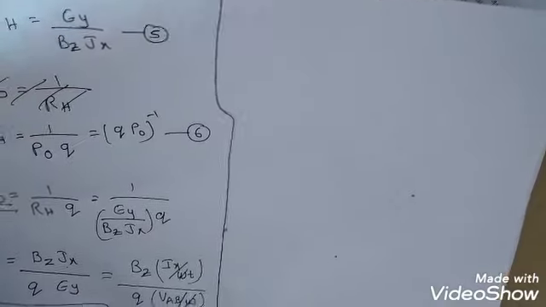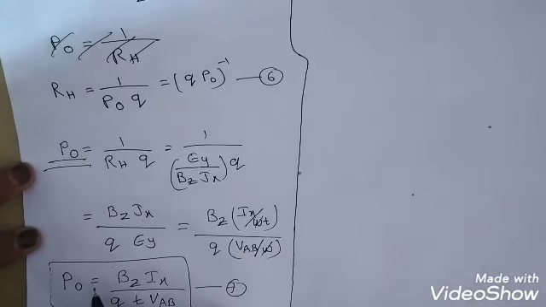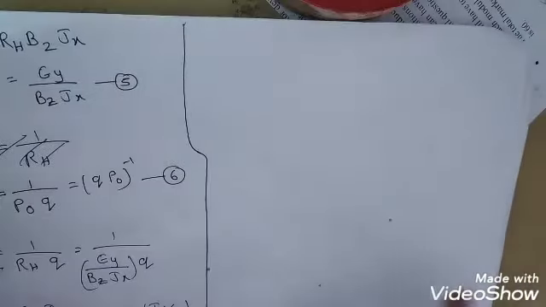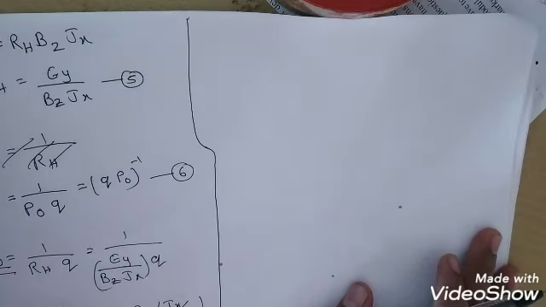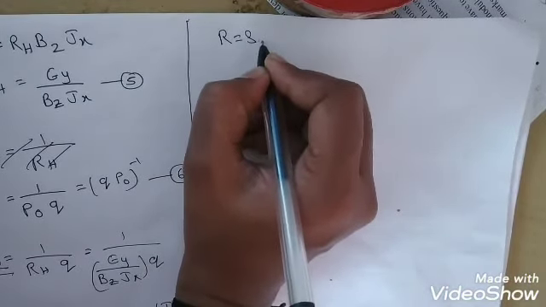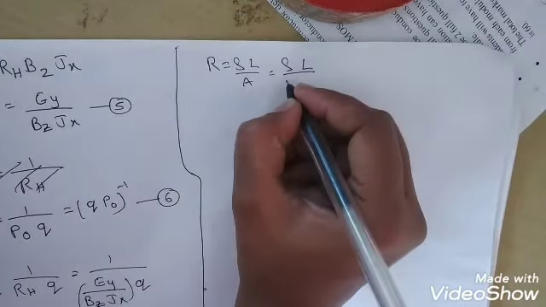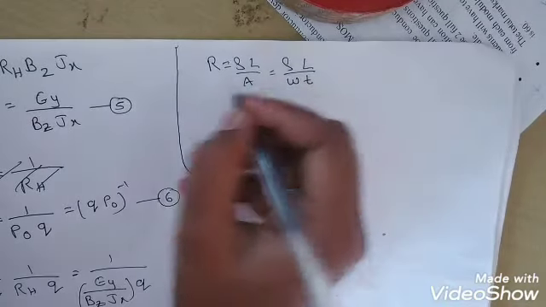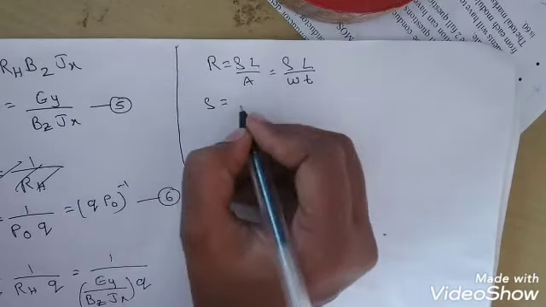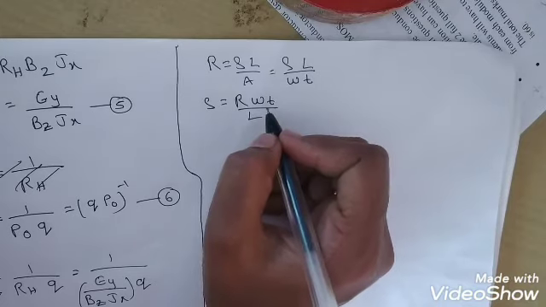From equation number 7 we can calculate the carrier concentration, in this case the holes. Next, the resistance as well as the resistivity of the semiconductor material can also be found out from the Hall effect. We know the basic formula of resistance, R equals rho L by A. Here the area is the width times the thickness. If I take rho on one side, then rho equals R W t by L. So I am rewriting this equation again.